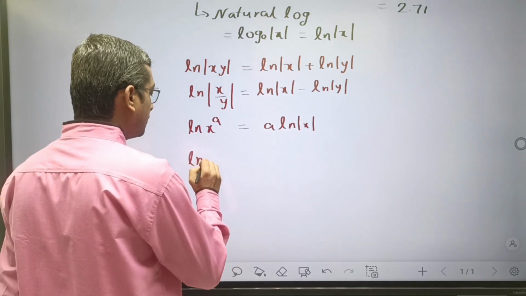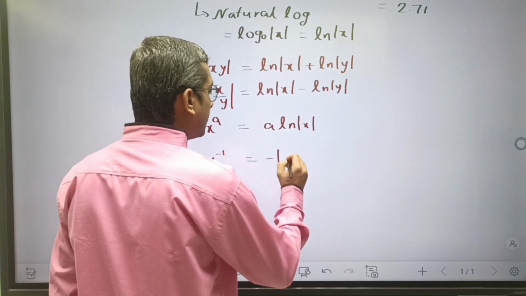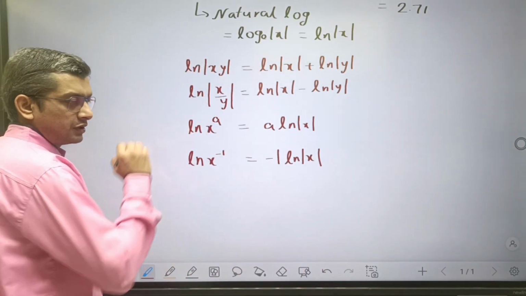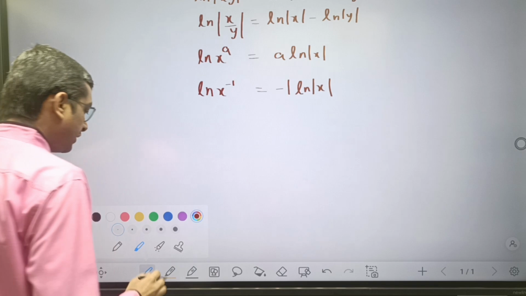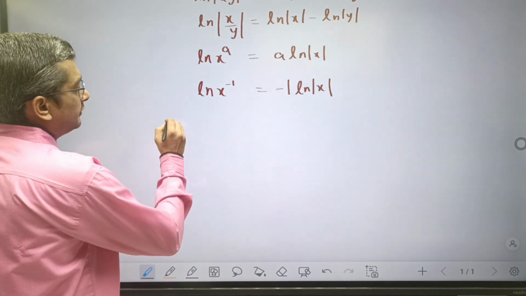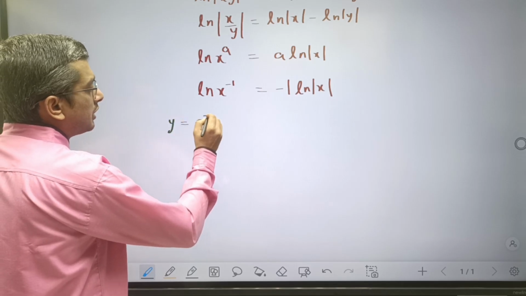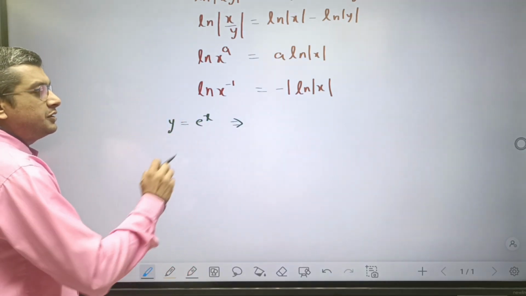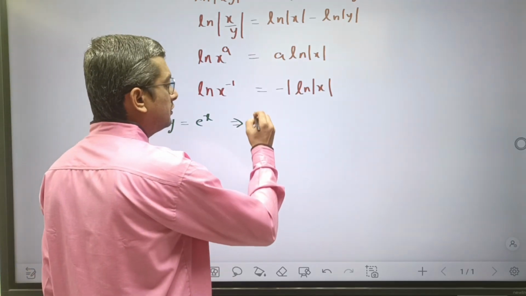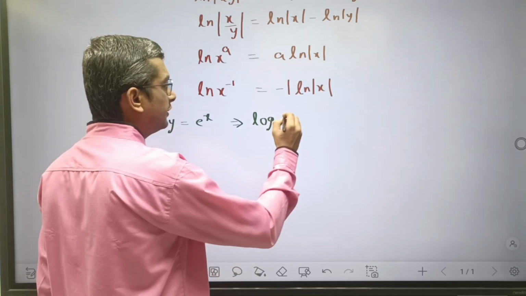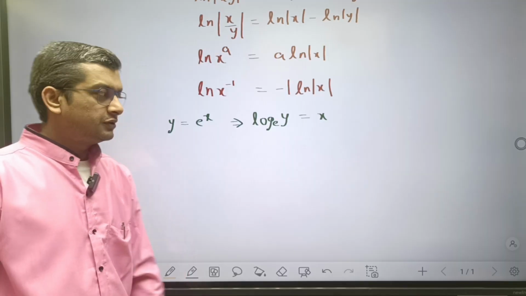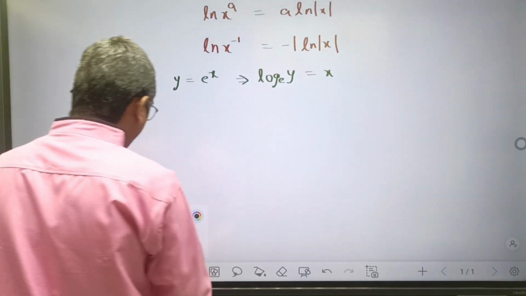If I write log x to the power minus 1, it means minus 1 log x. This fourth identity is a byproduct of the third identity. Now again, if I wish to take anti-log, suppose we write that y is equal to e to the power x, base is e, exponent is x, and result is y. So in terms of log, we can write log base e, result is y, and on the right hand side we have the exponent. So how can we take anti-log?